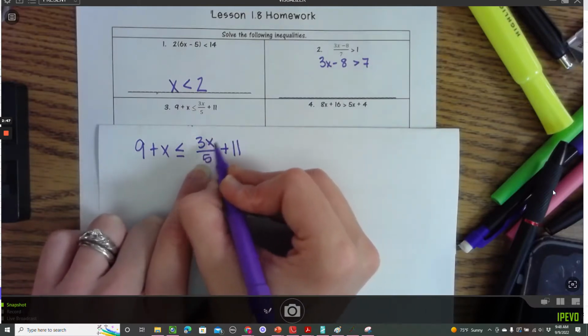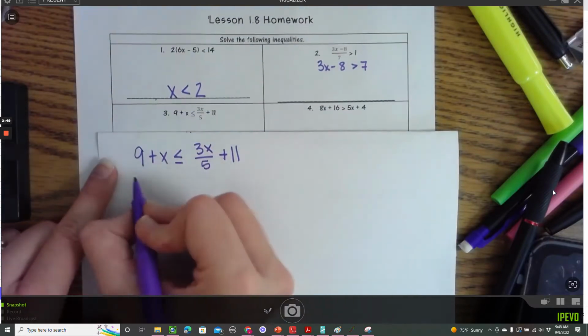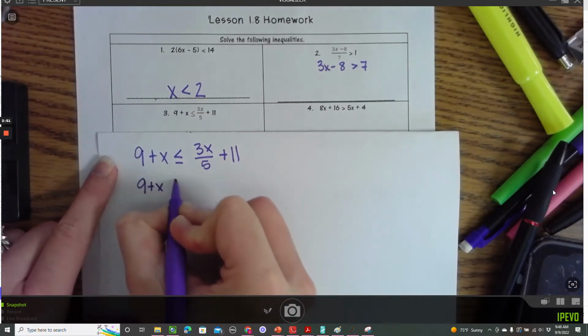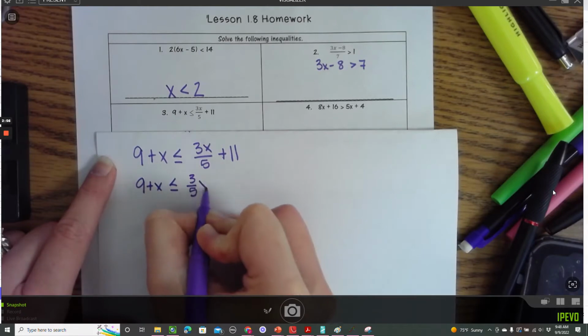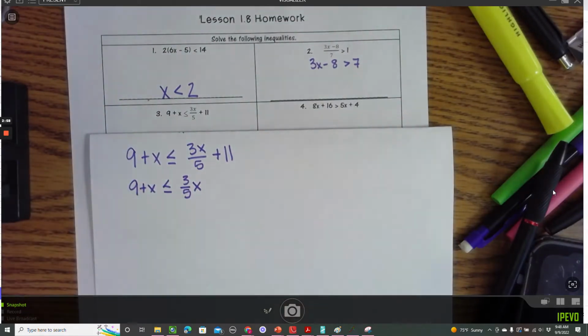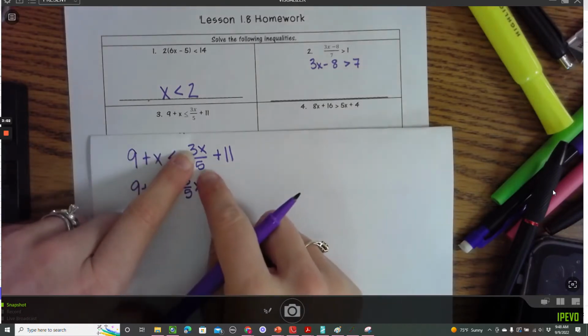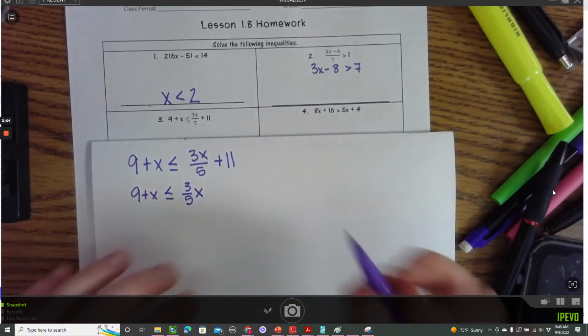So as long as the x is on top, I can rewrite this problem. I can write this as 3/5, and I can pull the fraction and the letter x apart and put the fraction in front of it instead of having x in the fraction.